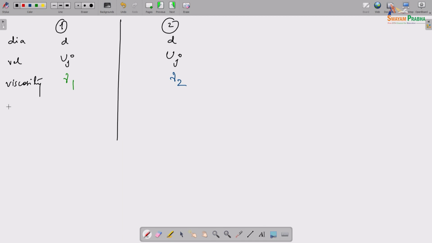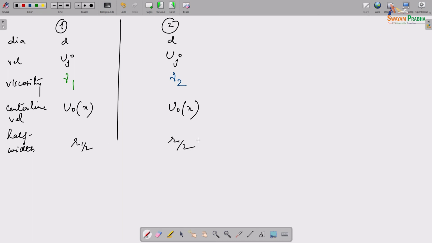Then you have the centerline velocity, which is essentially this, and that is also the same. And the half width, which is r half. So this is the scenario I have.